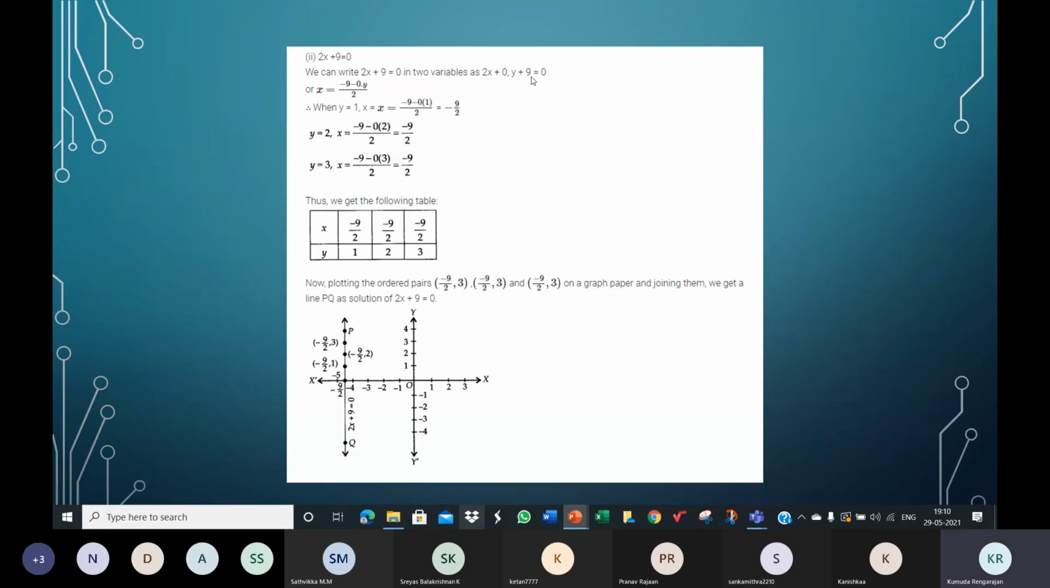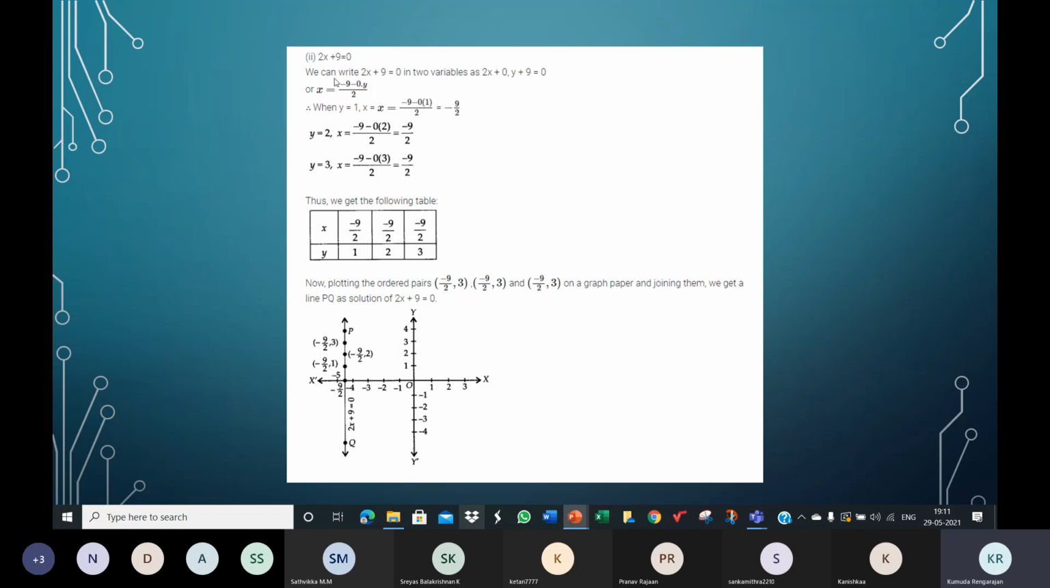So here again, when you write this as x in terms of y, you will get x is equal to minus 9 by 2. It's 0y, so just ignore it. We just write it like this to show it as an equation in two variables x and y. But it's as good as 2x plus 9 is equal to 0, which means x is minus 9 by 2. So how do we make the table? X is always minus 9 by 2 for any value of y.